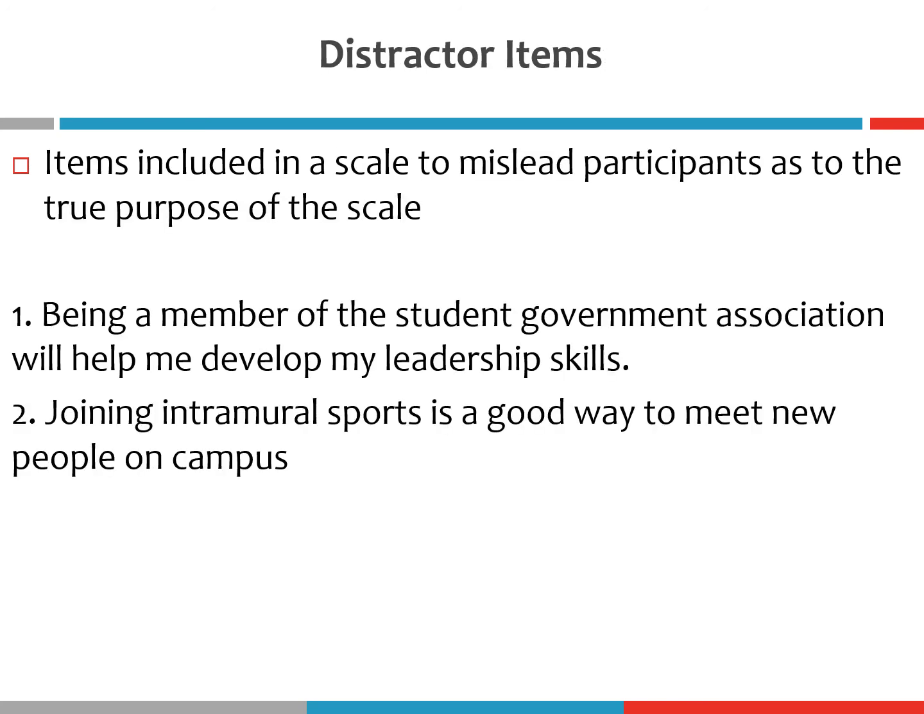Okay, so I'm just going to go back to distractor items really quick. Again, these are questions that we include in a survey scale to purposefully mislead participants as to the true purpose of our scale, right? So for example, being a member of Student Government Association will help me improve my leadership skills, or joining a sports team is a good way to meet new people on campus, right? So these items, if we were to add them to our scale, would maybe lead our respondent to believe we were just interested in how interested students are in a variety of campus organizations, maybe for recruitment purposes.